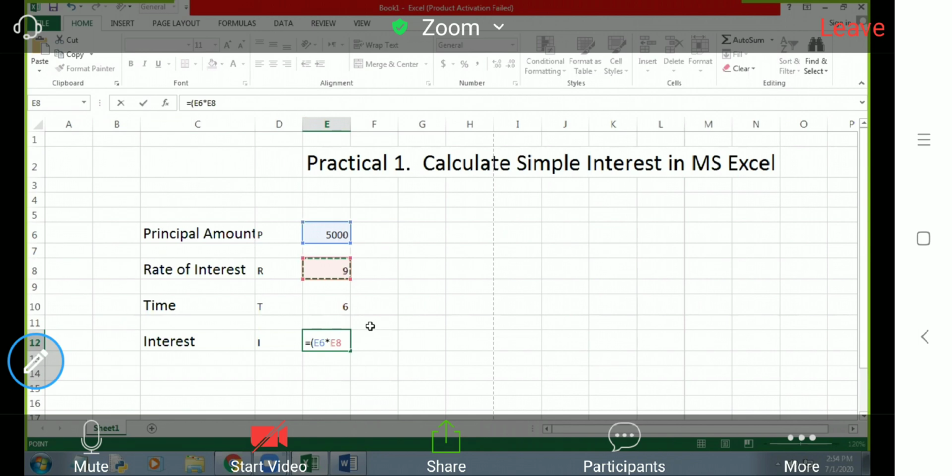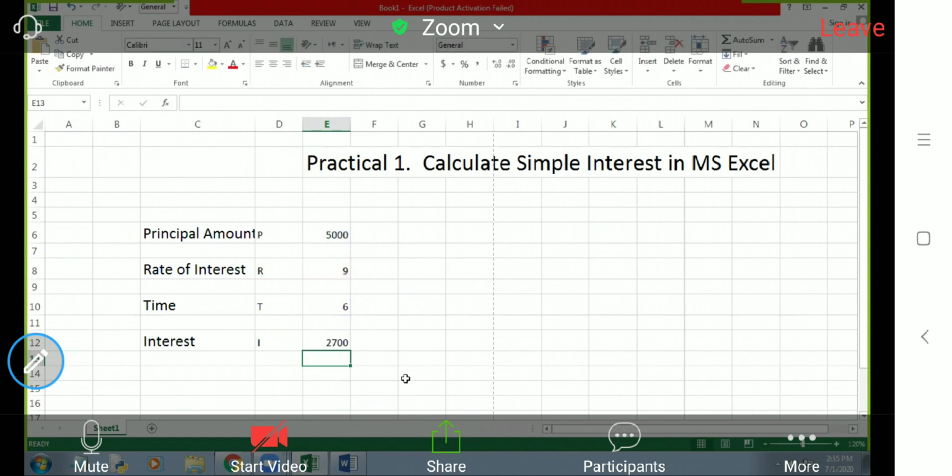After that, we have to multiply T, and T here is 6. What is the cell reference? Write multiply and the cell reference of this, E10. You can see E is the column and 10 is the row. So the reference is E10. Now close the bracket like this, and divide by 100. Now press the enter key.